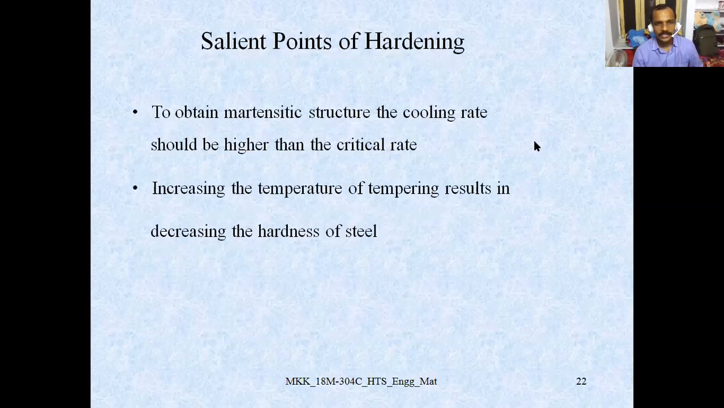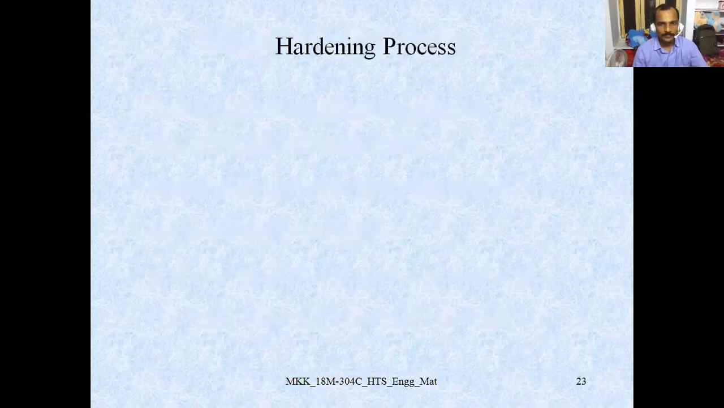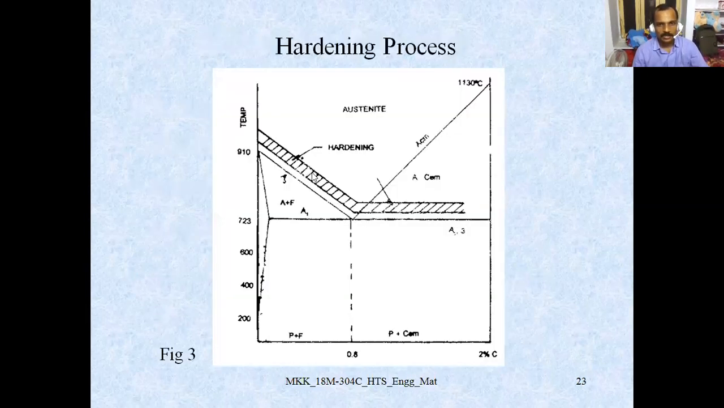So increasing the temperature of tempering results in decreasing the hardness of steel. So increasing the tempering temperature decreases the hardness of steel. Then hardening is applied to cutting tools and machine parts where high hardness and wear resistance is required or desirable. So this is the hardening process. Just now we have discussed the same diagram.